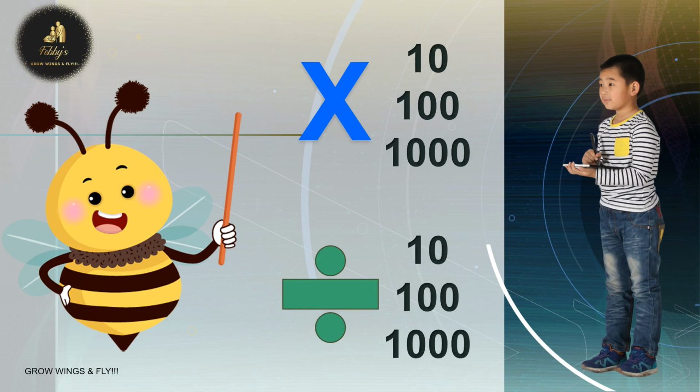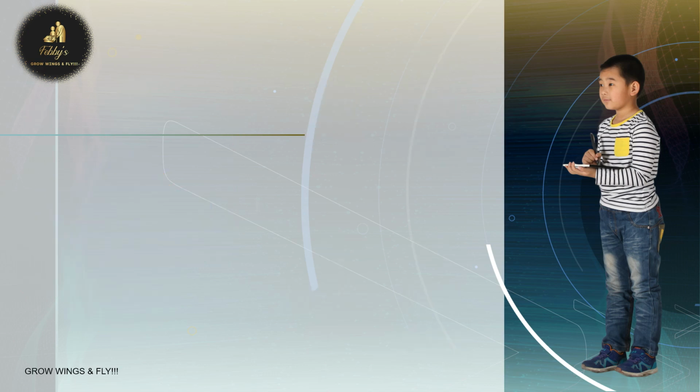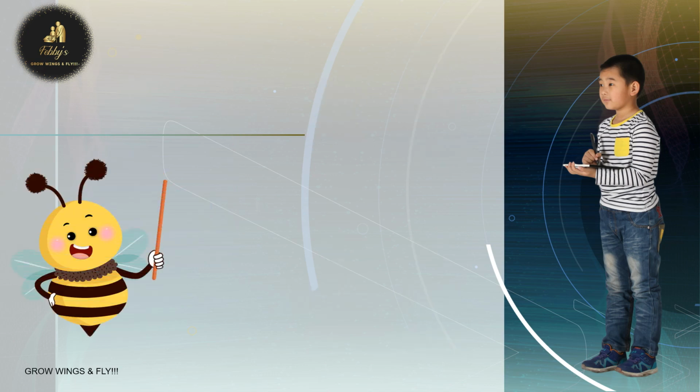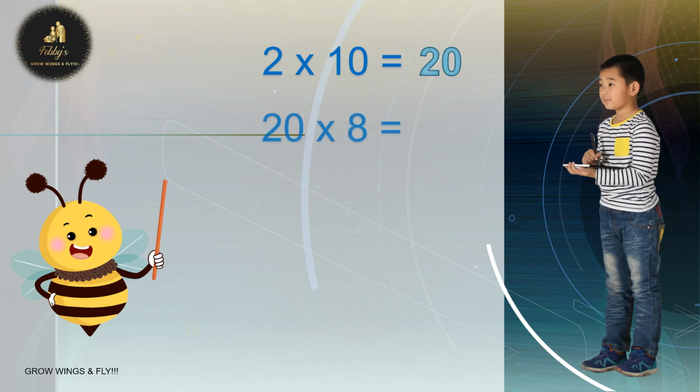Mr. Febby wanted to check how much Abel knew. So Mr. Febby said, let's start with something simple. Abel, how would you do this question? Abel said, that's easy. That's 2 times 10, 20. I know my 2's times table. Good. What about this? For this, I would do 2 times 8, which is 16, and then add a 0. So that's 160, Abel said.